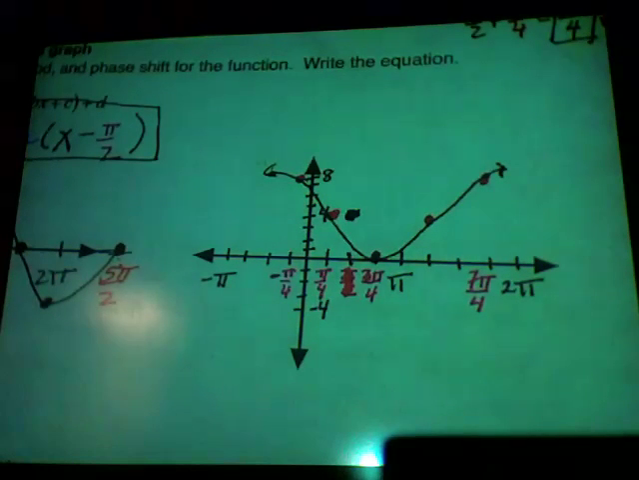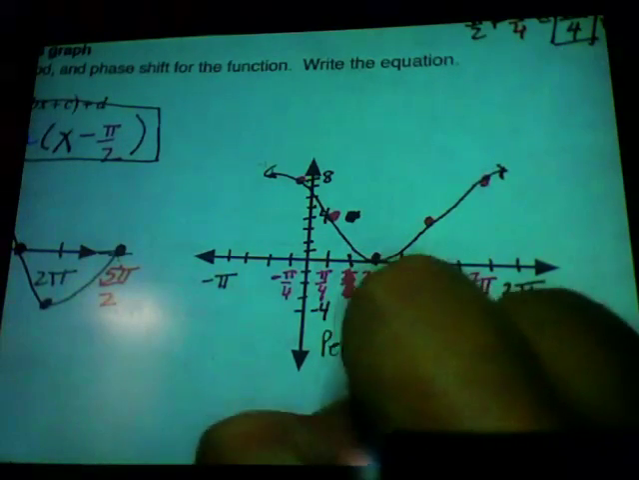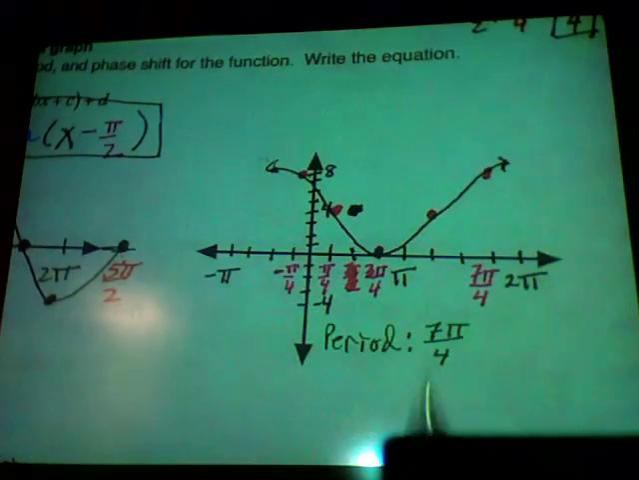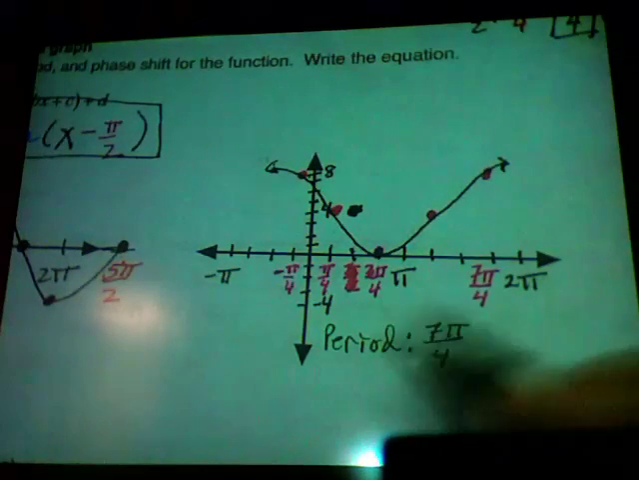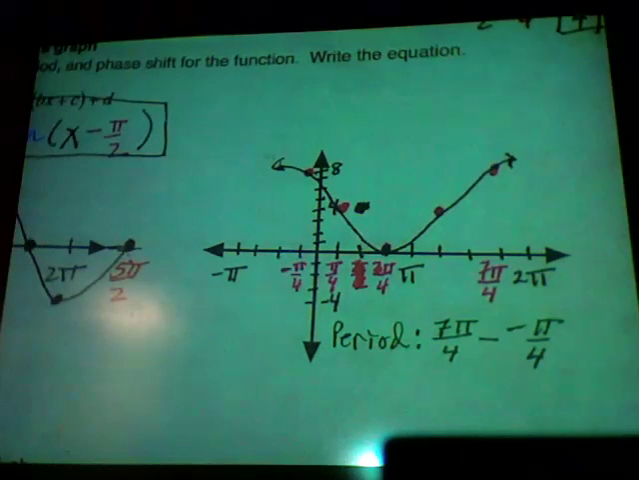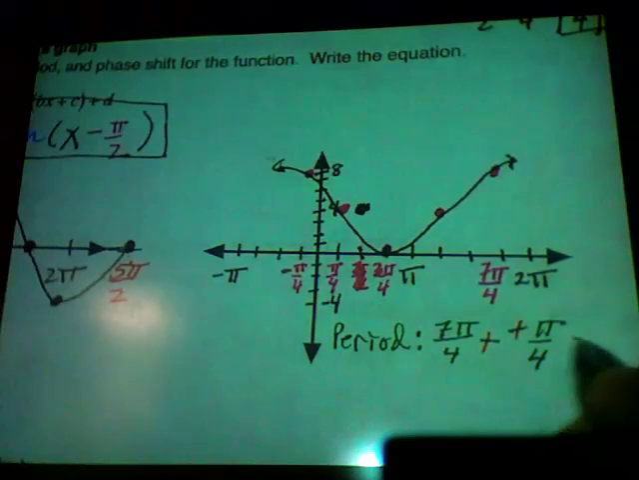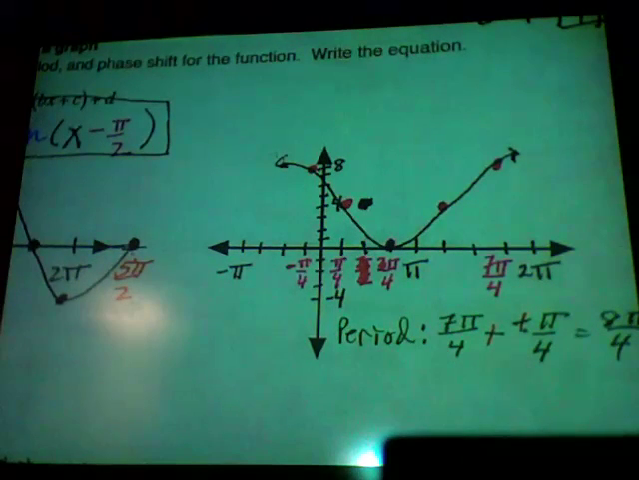Okay? So let's find our period, because we want to make sure that hasn't changed. So our period, we're going to take 7 pi over 4. We want to find the distance between this and our very first point, which was at negative pi over 4. When we find distance, don't we subtract them? When I subtract these, what do I get? 8 pi over 4, because minus and minus becomes plus. 7 plus 1 is 8 pi over 4, which is, hallelujah, 2 pi. The period did not change.